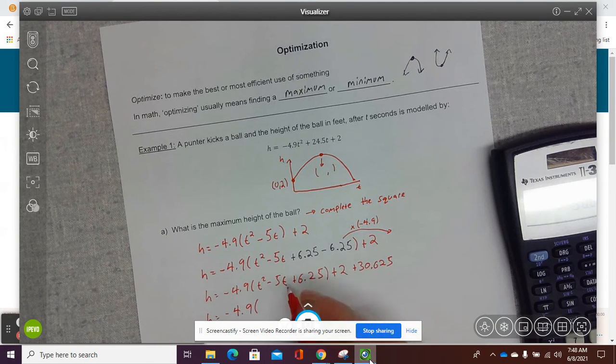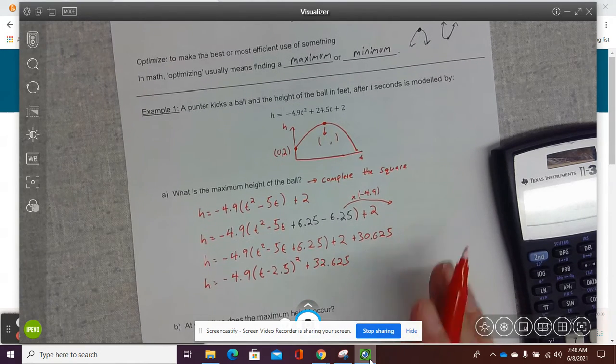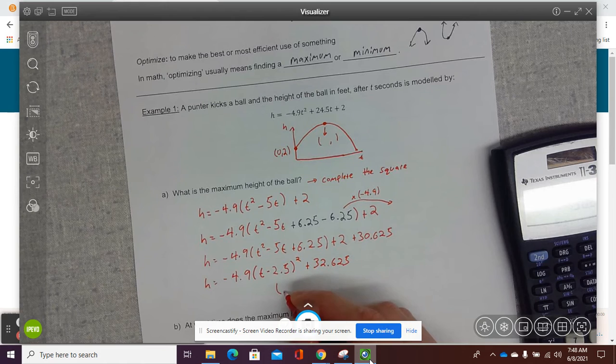Okay, my last step is to factor the inside. These three terms. It's always going to be half of the middle. So I'm going to have t minus 2.5 squared, and then collect the last two. So that's plus 32.625. So there's my parabola in vertex form. Now I've done all the hard work. Now we just need to interpret.